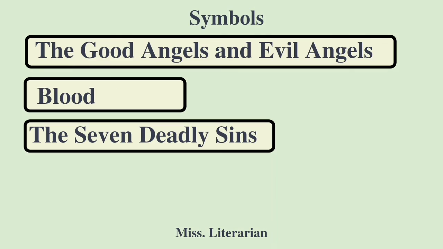The symbols that are used are the good and evil angels, blood and the 7 deadly sins. The 7 deadly sins occupy Faustus' mind, and they are pride, covetousness, wrath, envy, gluttony, sloth and lechery. So in the drama, Lucifer entertains Faustus by calling up all 7 deadly sins.